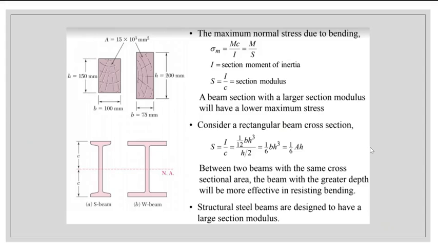If it is hollow, we find it differently. For example, we are given a beam of cross section which is in figure B. If we want to find the section moment of inertia, what we do is first we find the section moment of inertia for the whole rectangle, and then subtract it from the hollow part so that we can find the effective I.